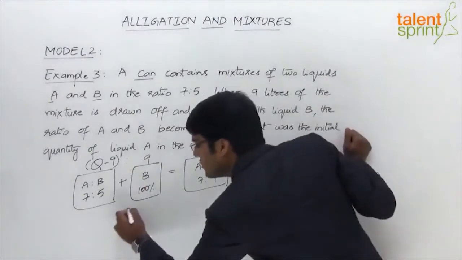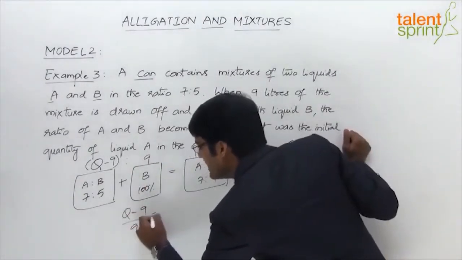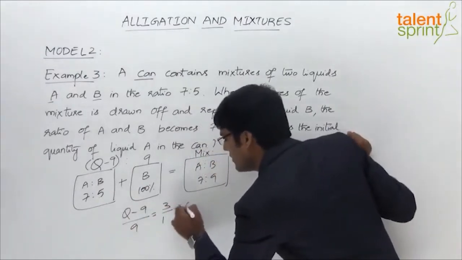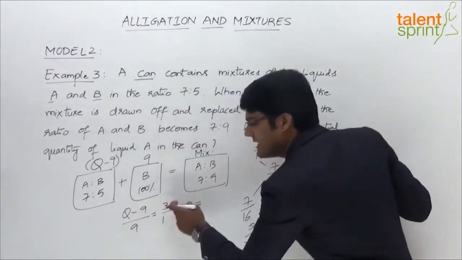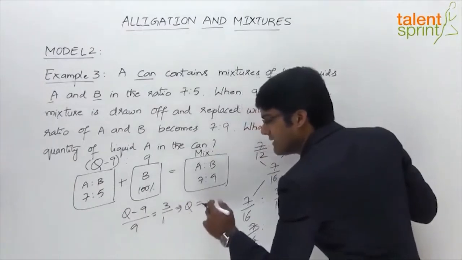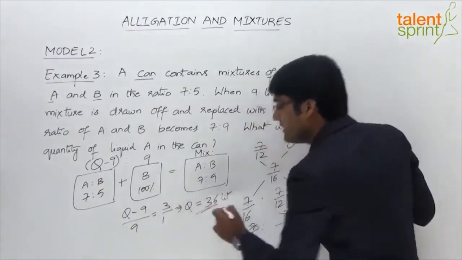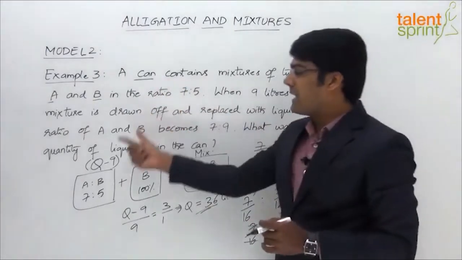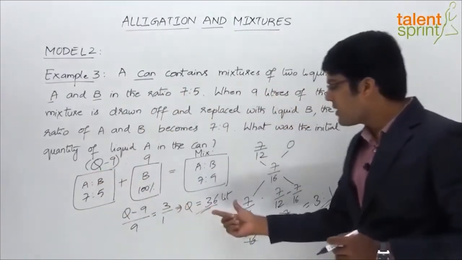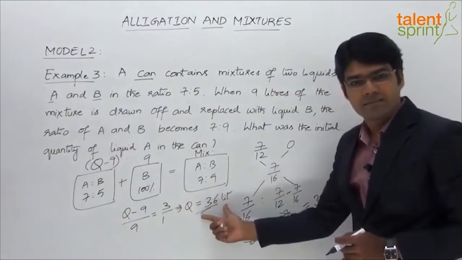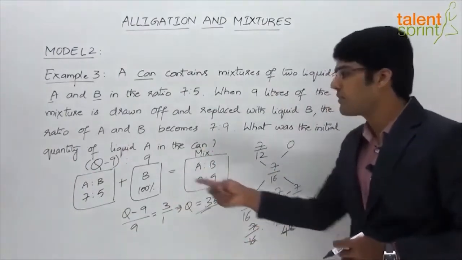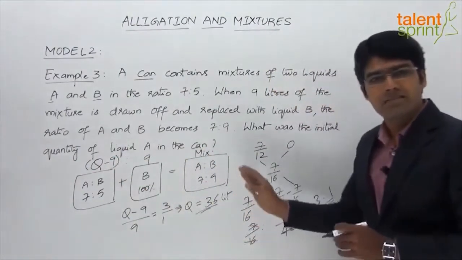So we can say Q minus 9 by 9 equals 3 by 1, from which Q will be equal to 27 plus 9, that is 36. So clearly the initial quantity of the can, which we have assumed to be Q, is 36 liters, right? Out of which 9 liters is removed. So Q minus 9 is 27 liters, right? So that's the idea.